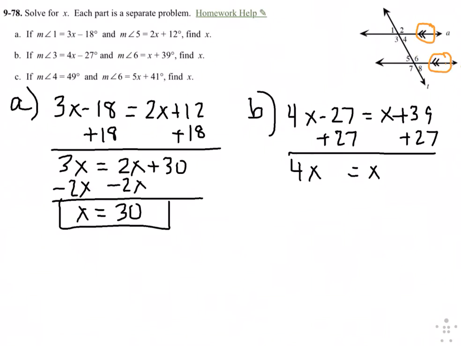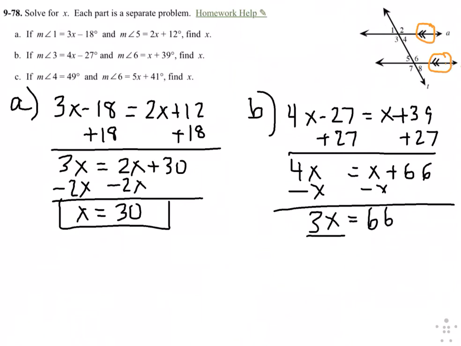So 39 and 27 is 66. And then we subtract x from both sides, and we get 3x equals 66. And we divide both sides by 3. And x equals 22 degrees for B. Okay, so there's A and B. Let me make some room for C.